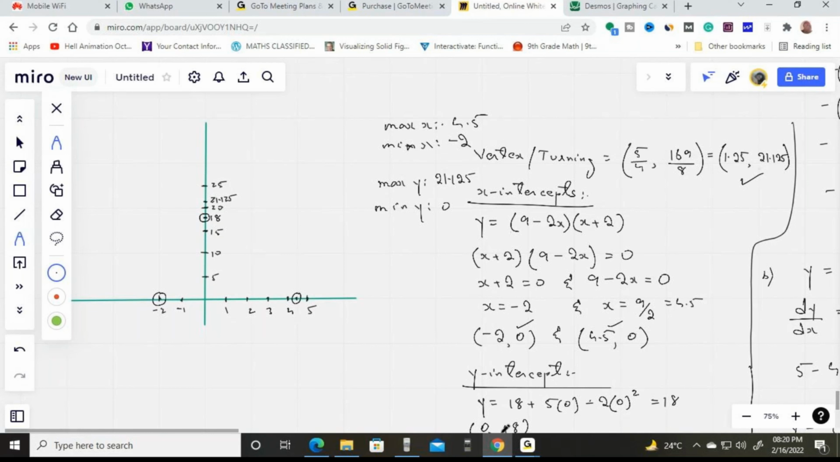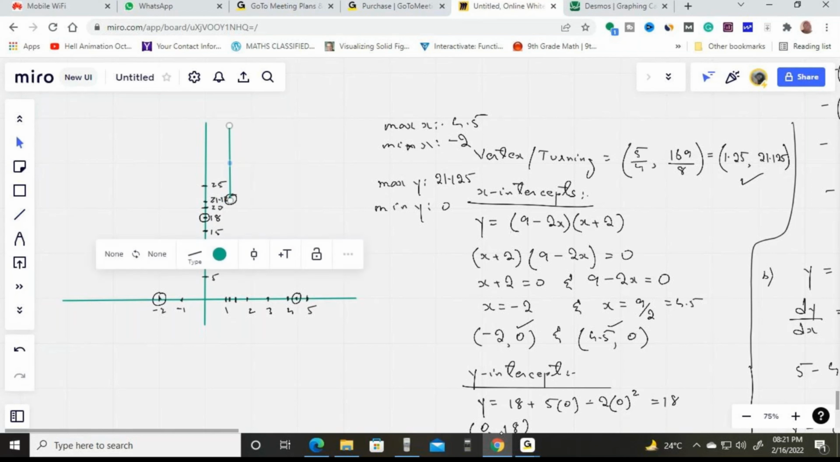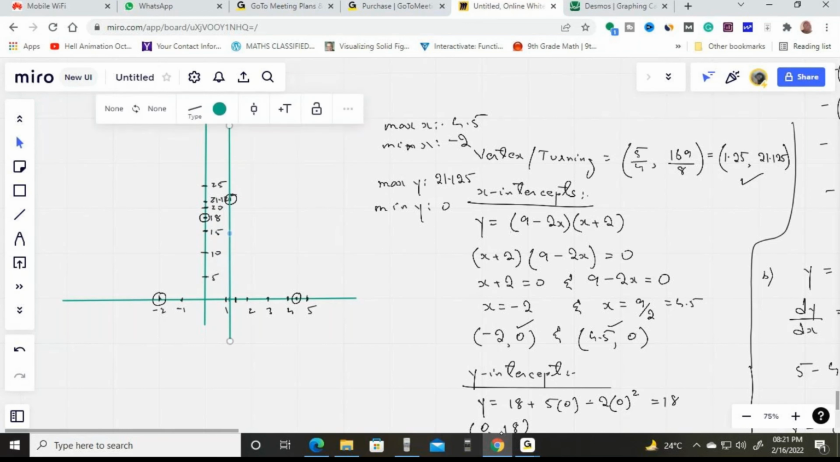Turning point is 1.25 and 21.125. Where is 1.25? You see, between 1 and 2, I'm having 1.5, okay? And between 1.25 and 1 is going to be about here, okay? So my vertex is here. That's my vertex point. Over here, I can draw my axis of symmetry for my support. The axis of symmetry is parallel to the y-axis, passing through the vertex. I can draw it like this, and I can restrict its length such that it starts from the vertex point.